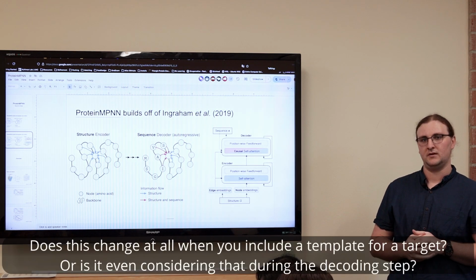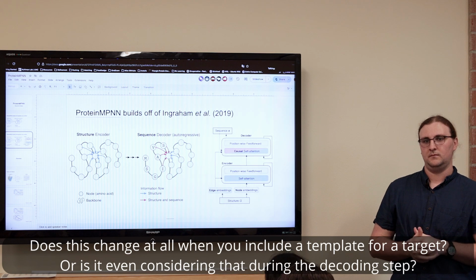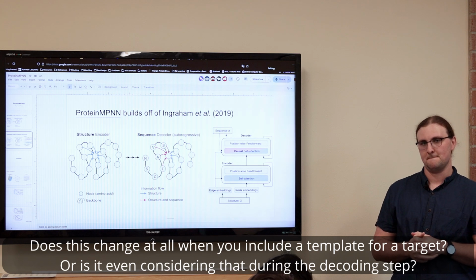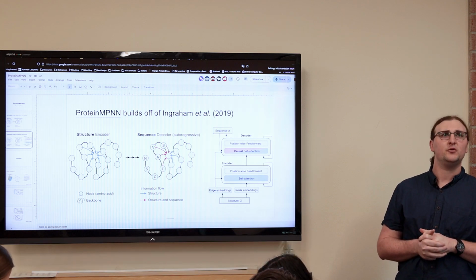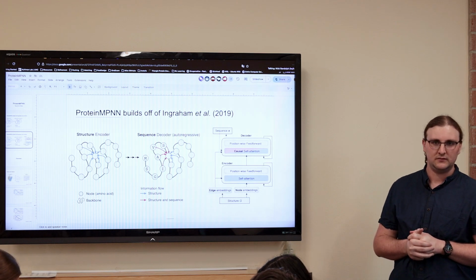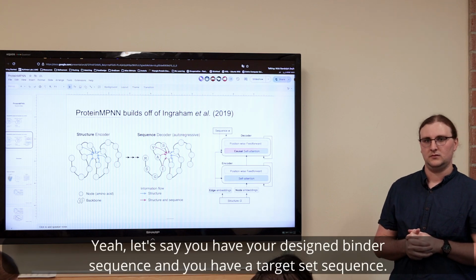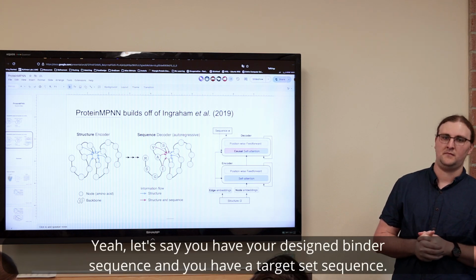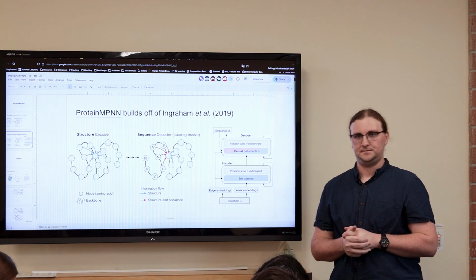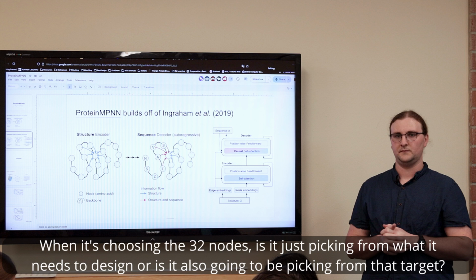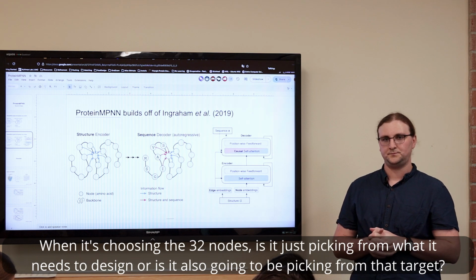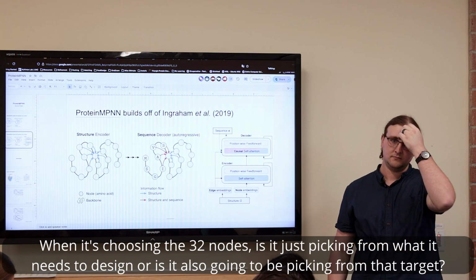Does this change at all when you include a template or a target? Or is it even considering that during the decoding step? When you say template, are you referring to another chain that may be fixed? Yeah, let's say you're designing the binder sequence and you have a target sequence. When it's choosing the 32 nodes, is it just picking from the design, or is it also going to be picking from that target?